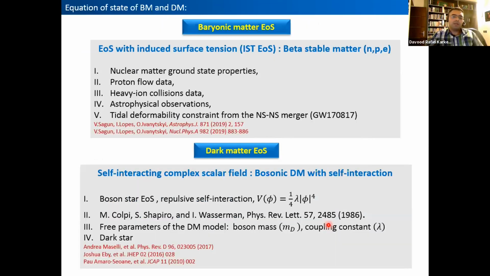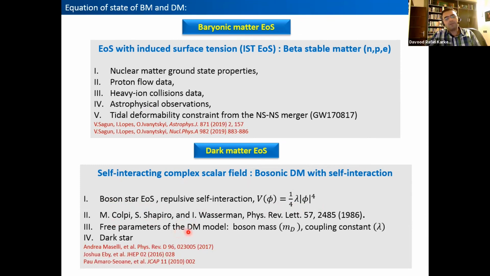In our investigation, for the baryonic matter equation of state we used the EOS with induced surface tension as a beta stable matter, which is consistent with different observational and experimental results and is derived by my colleagues, and it's a very new and modern equation of state. And for dark matter, we use a self-interacting complex scalar field as a bosonic dark matter with self-interaction, which is mainly used as a boson star equation of state with repulsive self-interaction defined by a lambda phi^4 potential, and was first derived by Colpi and her colleagues.